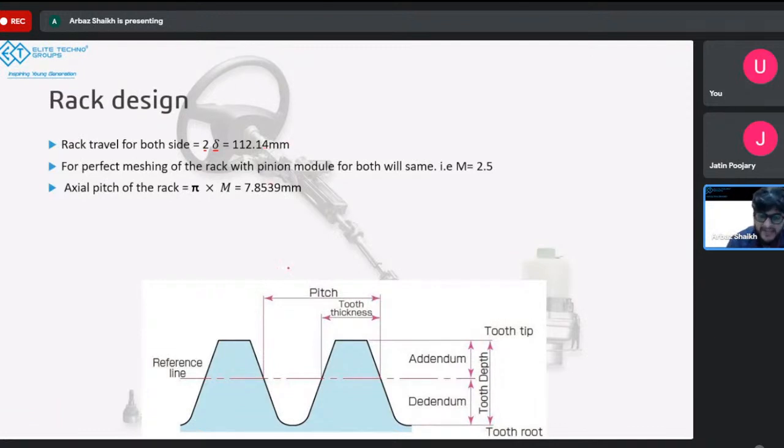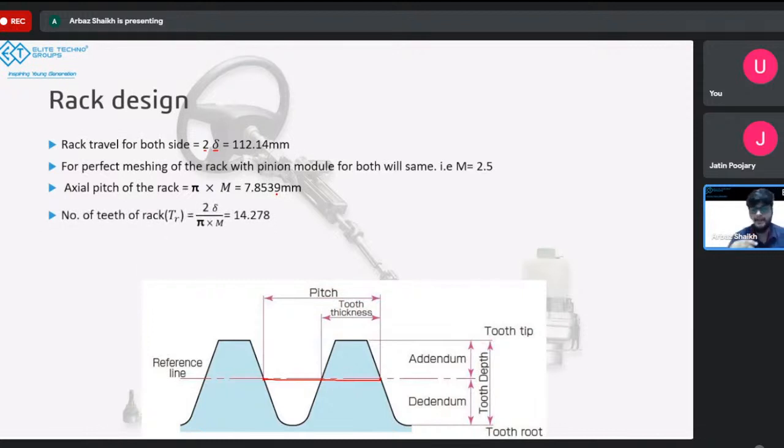What is the actual pitch? Actual pitch is the distance between two consecutive points on adjacent teeth. In a rack, it's a straight distance, not a circular distance. This pitch is equal to pi m, the same as what we took for the circular pitch in the pinion, and that is equal to 7.8539, similar to the pinion.